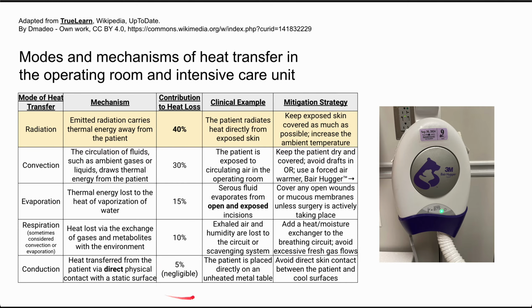These are becoming smaller contributions to the point that the last one is negligible. The next one is respiration, and respiration is sometimes categorized under convection or evaporation, depending on the textbook that you're looking at. Respiration is about 10% of heat loss.